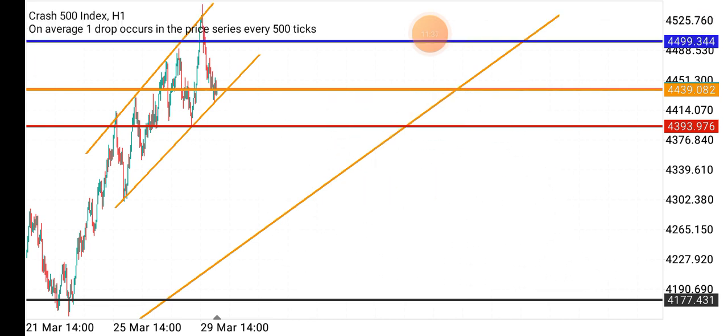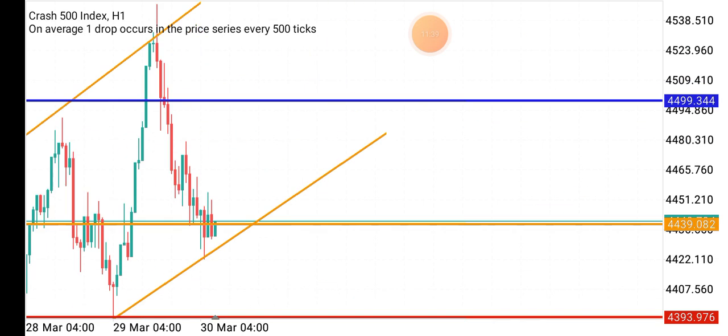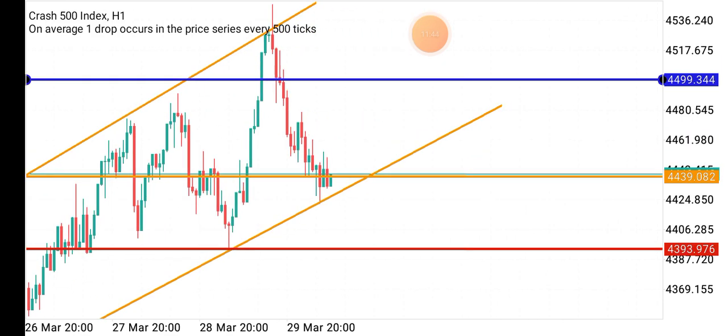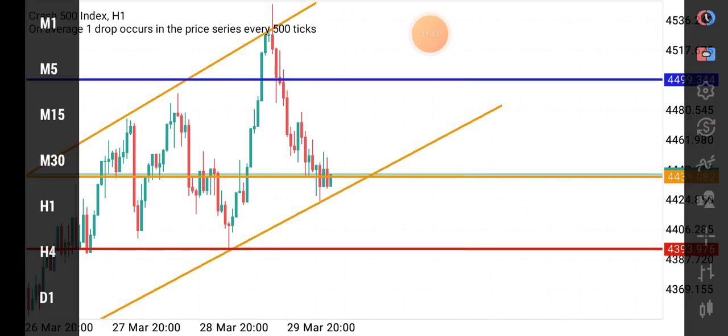All right, but I do not like entering my trade on the 1 hourly time frame. I usually go down to the 15 minutes time frame. So I'm going down to the 15 minutes time frame. This is what I will see.